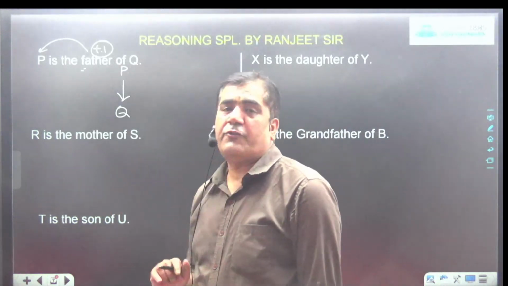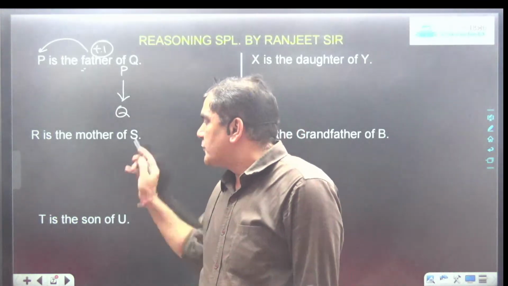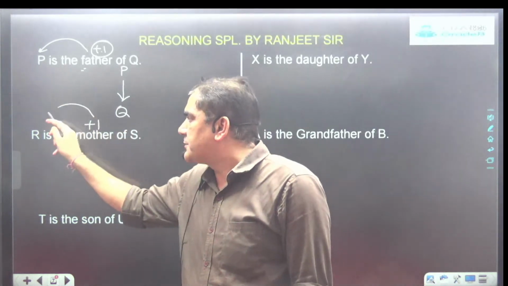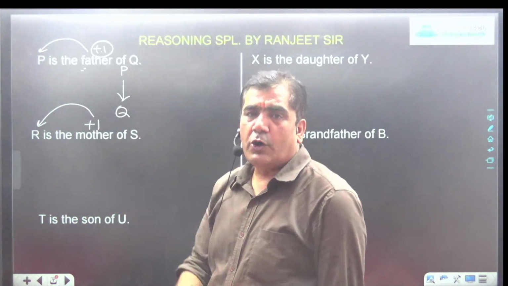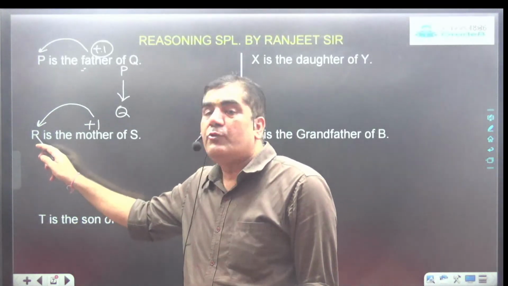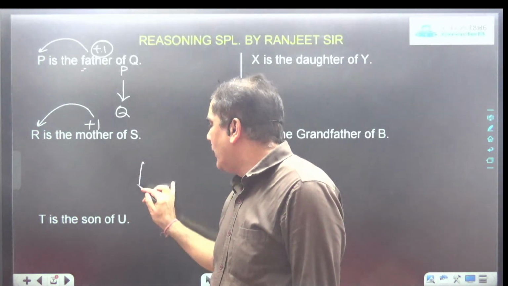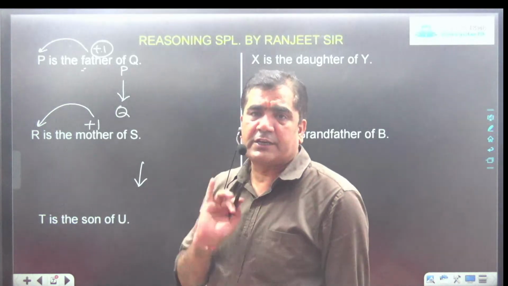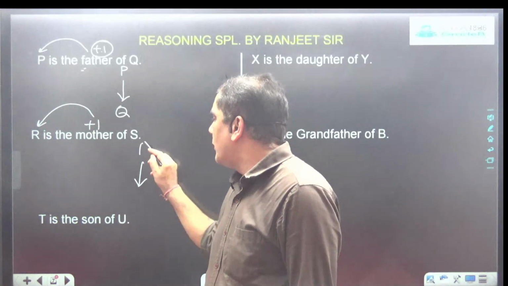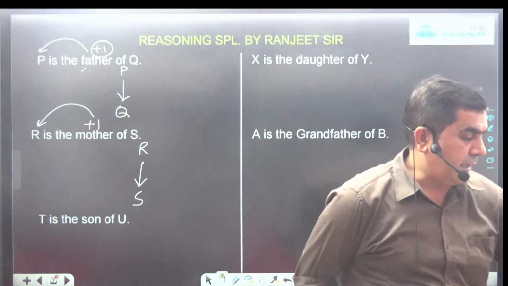R is the mother of S. Mother is one generation above, so for mother I am going to use +1. This +1 is for whom? +1 is for R. Always remember, whatever relation they have given, this relation is always for the first person in the statement. A gap of 1 means 1 arrow, 1 generation gap. Plus means above. So who will be above R? R will be over here, followed by S. Clear?